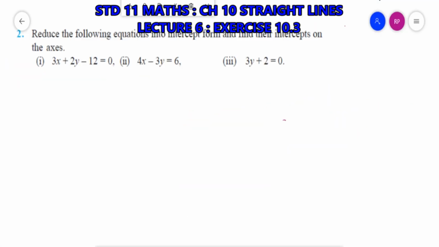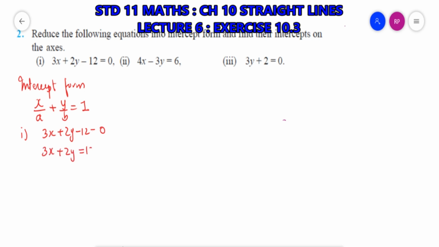Next question is: reduce the following equations into intercept form and find their intercepts on the axes. So we know that the intercept form is x by a plus y by b equal to 1, where a is the x-intercept and b is the y-intercept. Let's see the first one: 3x plus 2y minus 12 equal to 0. It will be 3x plus 2y equal to 12.